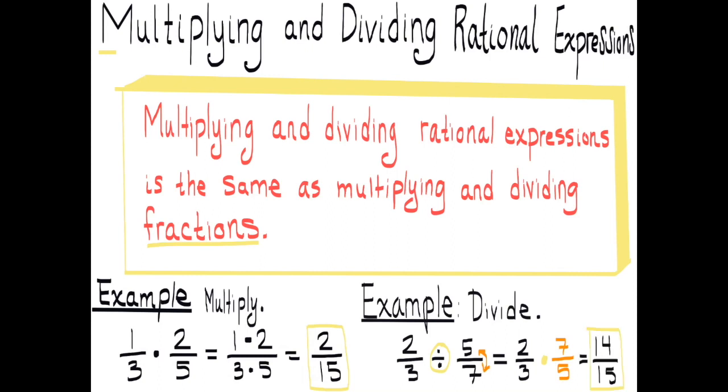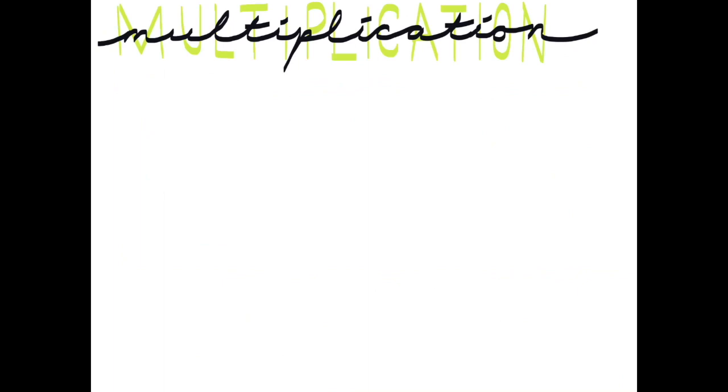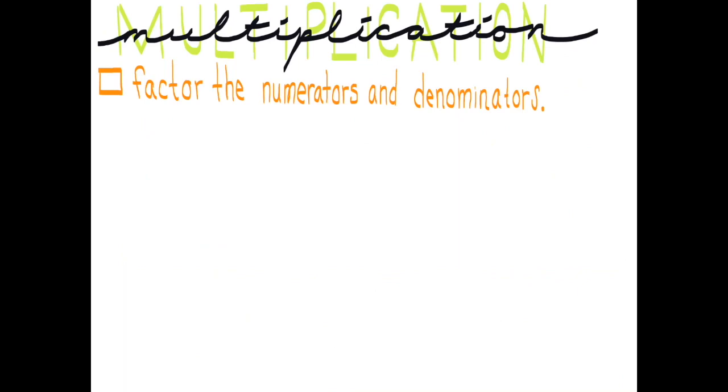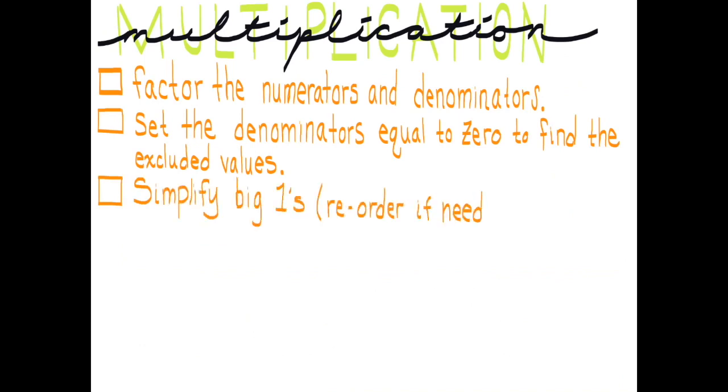So now, let's take a look at an example for multiplication with rational expressions. Now, the steps are very similar to simplifying rational expressions. So first, factor the numerators and denominators. Find your excluded values by setting your denominator equal to 0. And then simplify any big ones. And if you have to rearrange the terms, that's fine, so that you can cross out your big ones. So here's your first example.